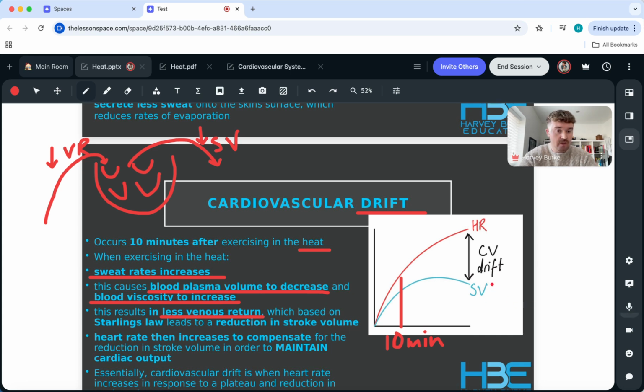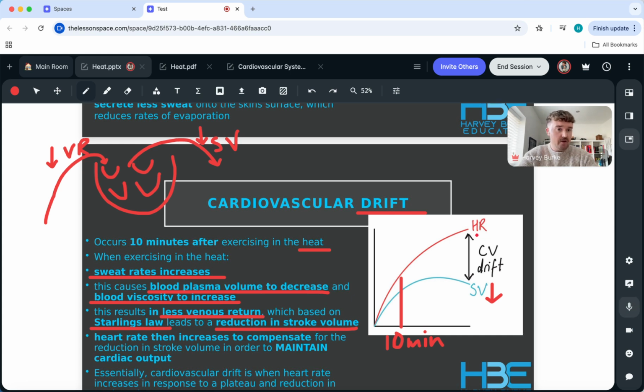So you've got to the point now where you've told the examiner why your stroke volume is decreasing when you're exercising in the heat. It's because you're losing more water through sweating. Therefore, your blood plasma volume is going down and your blood viscosity is increasing. The blood is more viscous. That means that it's more difficult for that blood to get back to the heart. So there's less venous return. And based on Starling's law, there is then a reduction in stroke volume. So they're the key terms that you'd want to throw in to explain why your stroke volume goes down.